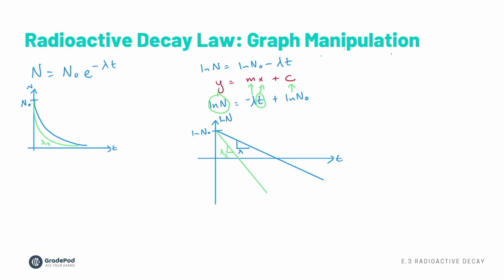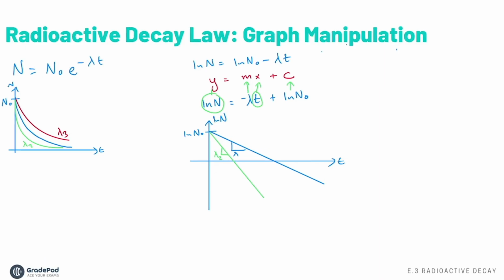And of course, if we take one that has a smaller lambda, that's lambda 3, of course what happens then is the intercept remains the same because the same number of undecayed nuclei, but the gradient is going to be more shallow, and that gradient will be lambda 3.